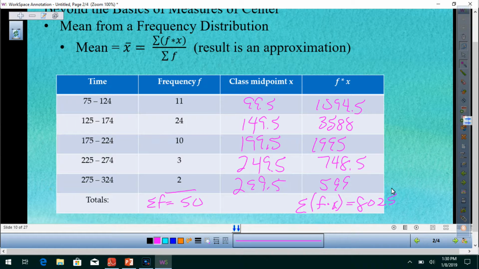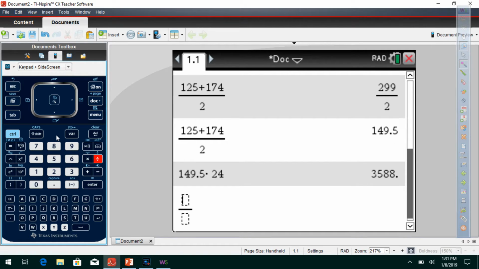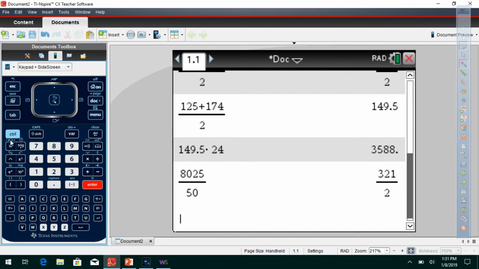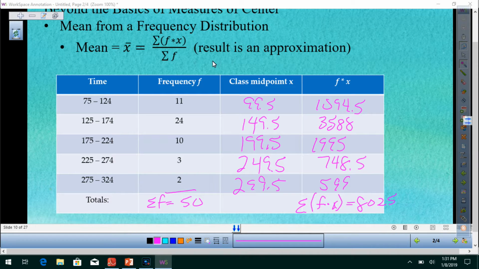All right, excellent. So now we can go to our calculator, and we have control divide, 8025 divided by 50, and we get 160.5. So X bar is 160.5.